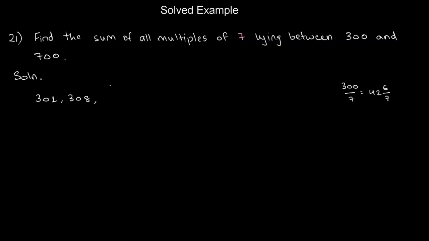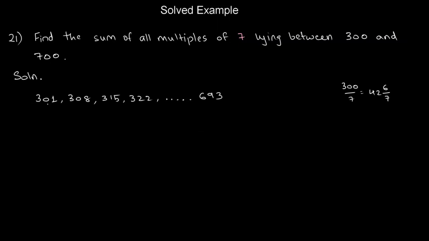And after that, it will be 315, and after that, 322, and so on. I want to find the multiples of 7 less than 700, because they have to lie between 300 and 700, so I cannot include 700 in that. So less than 700, the multiple of 7 is basically 693, 7 less than that.